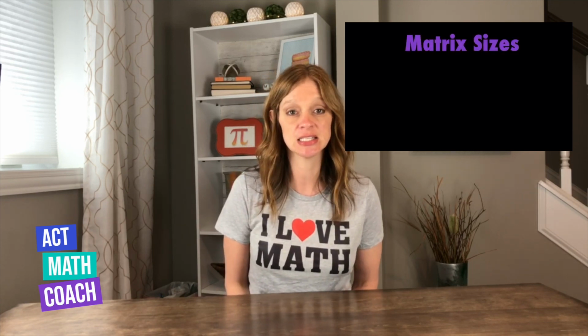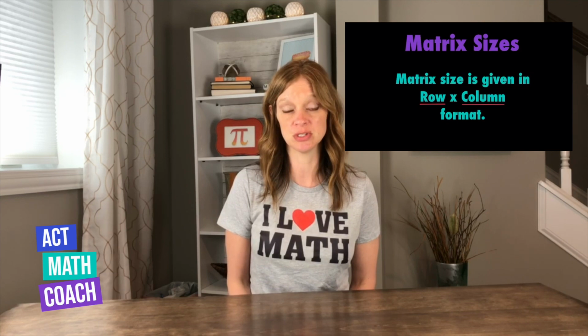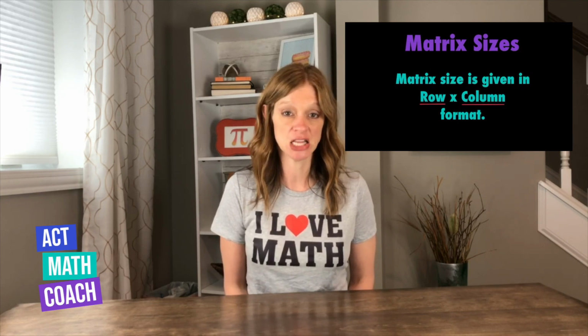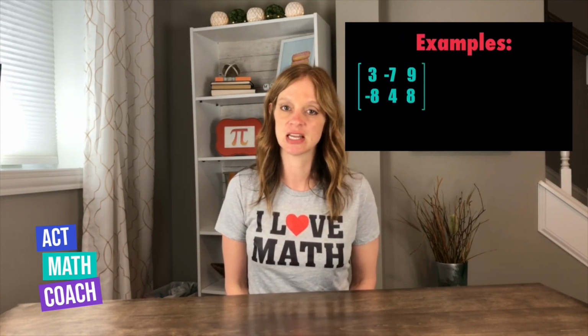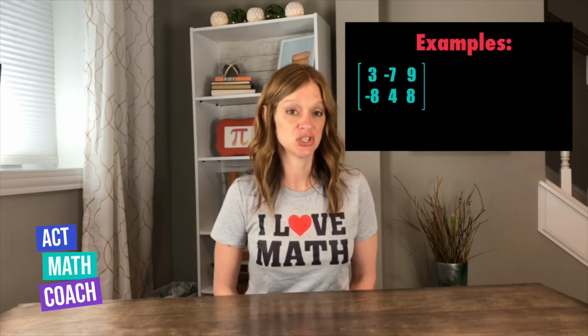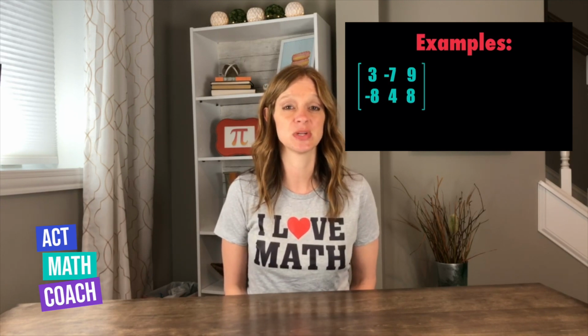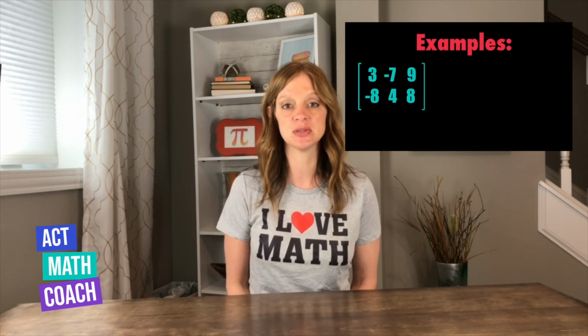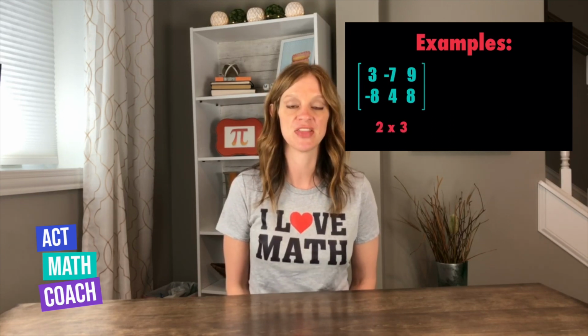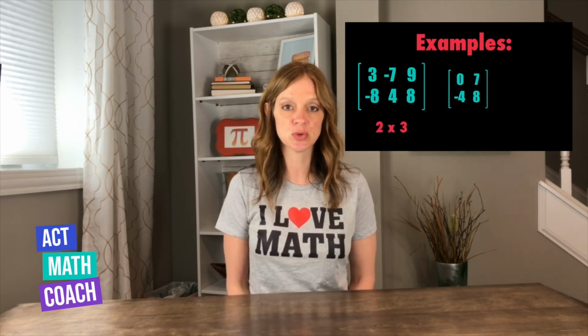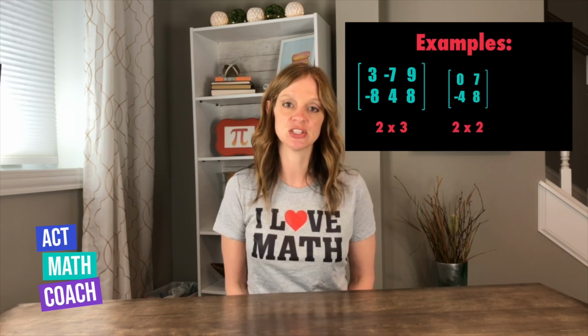So size is defined as the number of rows by the number of columns. Let me show you what I mean. So here's the first example. It's just like the other example I showed you with the letters, but this one has numbers now. This has 2 rows and 3 columns, so we're calling that a 2x3 matrix. The second example has 2 rows and 2 columns, so that's a 2x2 matrix.